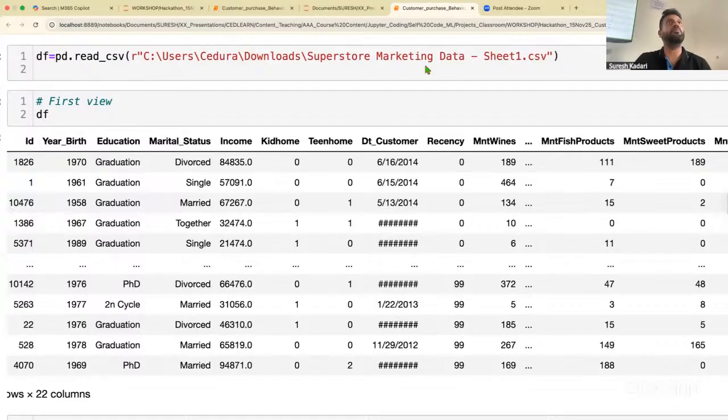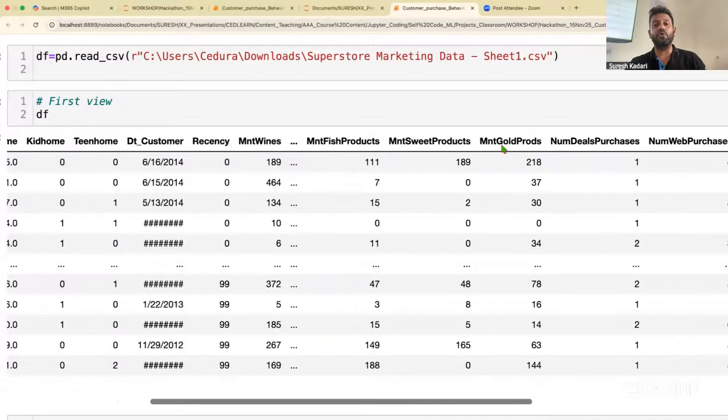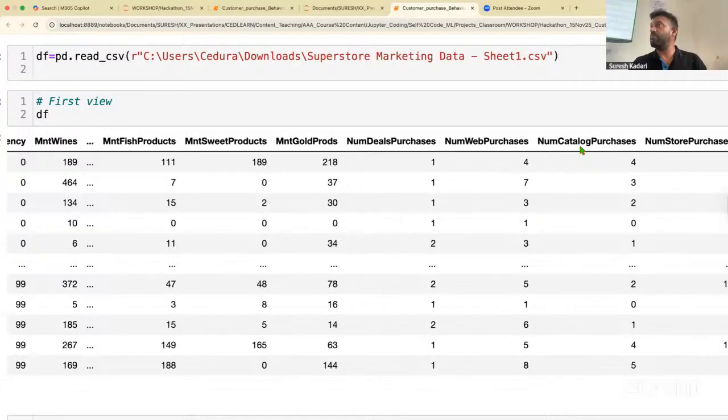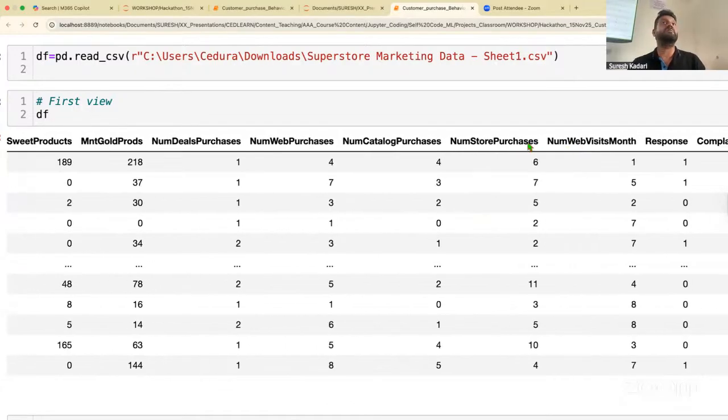It is all about customers coming to us and purchasing: how many wines they buy monthly, fish products, sweet products, gold, and number of deals purchased. Whenever there's a deal, like a 1+1 offer, how many times they purchase. Then web purchases, how many times you go onto the website and purchase, catalog purchases, and store purchases, when physically visiting my store.